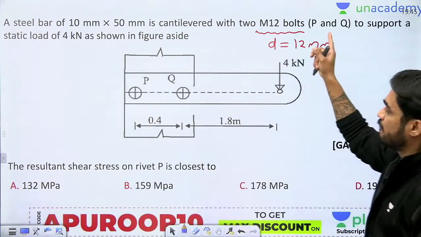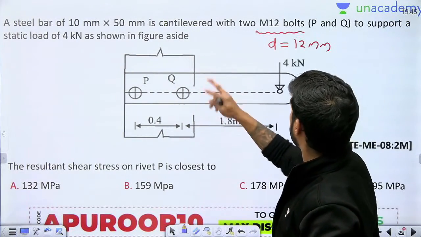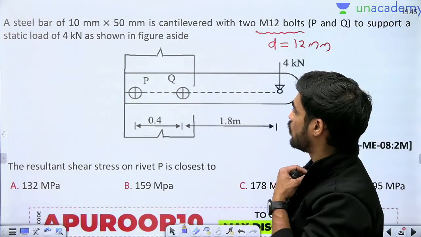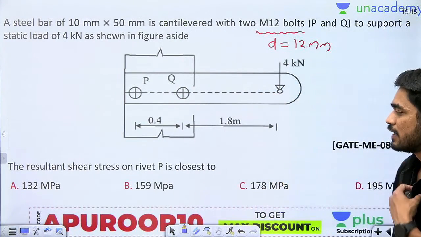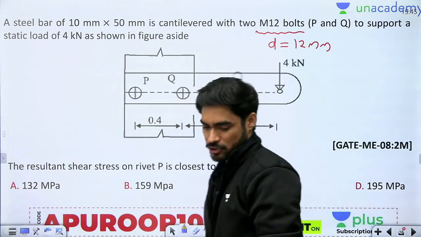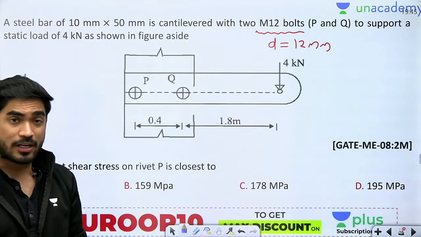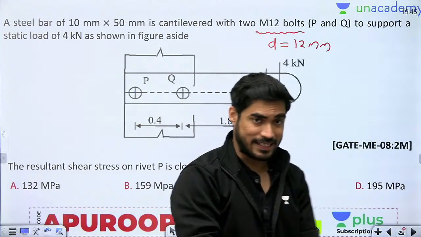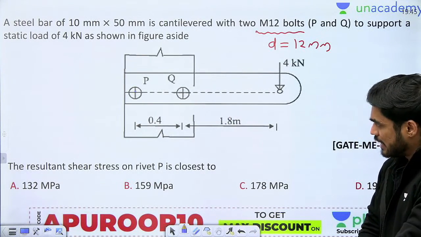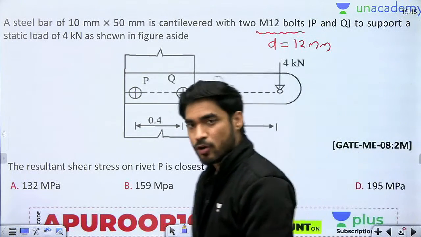Okay, so beta, we have a plate which is bolted to another plate by means of two bolts of 12 mm diameter. There is a static load of 4 kN acting as shown in figure. The resultant shear stress on bolt P is closest to. You need to find the resultant shear stress on bolt P. So how you are going to calculate this stress? ये वाला stress आप कैसे निकालने वाले हो? Let's understand. Okay. So beta, in order to calculate the resultant stress, first I will calculate the primary and secondary force.